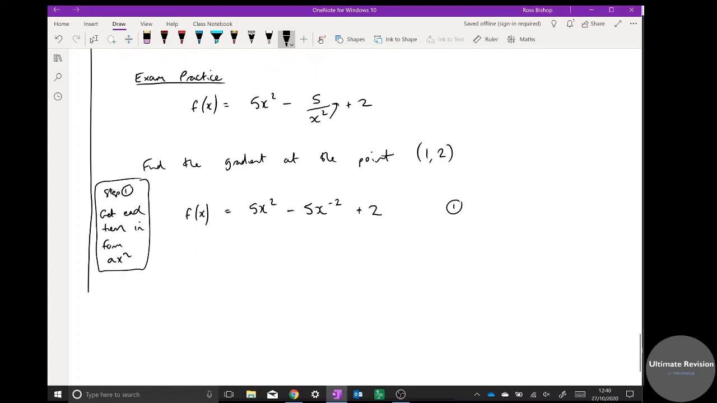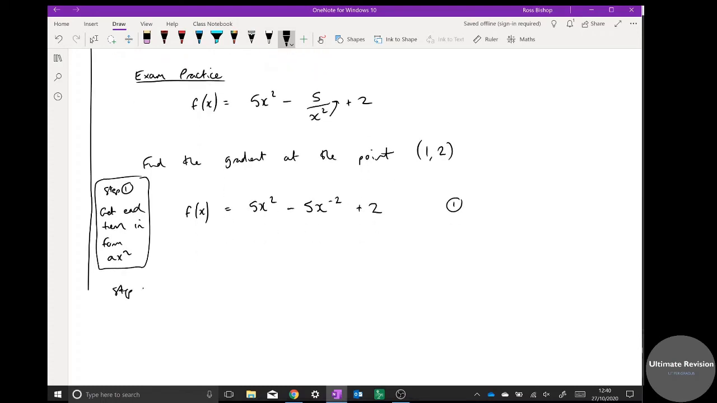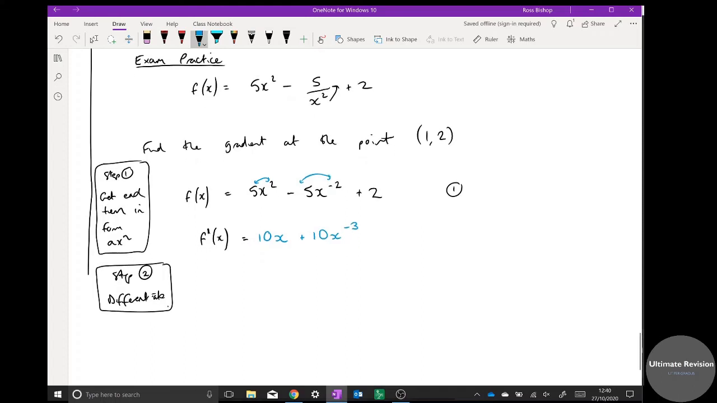Right, I'm then going to differentiate. So step 2, because I want to find out the gradient, I need to get the differential. So I need to differentiate. So if I differentiate f(x), it becomes f dash x. You must get the notation right. If it was y, it would be dy/dx. And I go through each function in turn. So 5x squared becomes 10x, because the power just gets reduced. 10x, that's fine. The next one, I do minus 2 times minus 5. So that becomes plus 10x to the minus 3. And the 2 just disappears because it's a constant, it just goes.